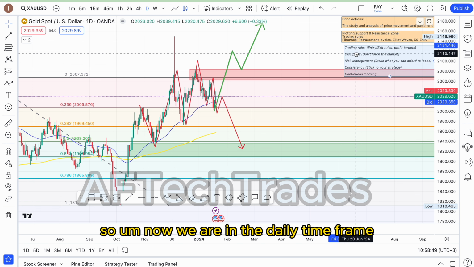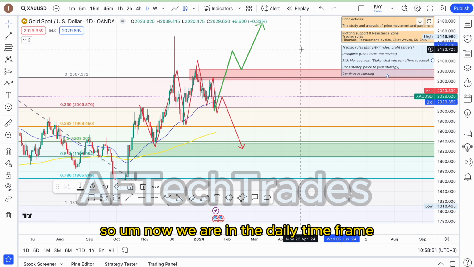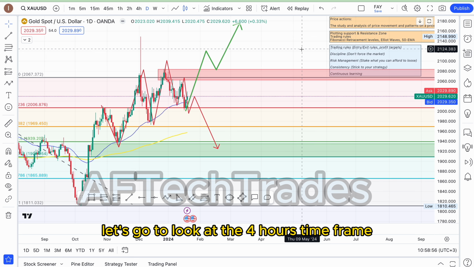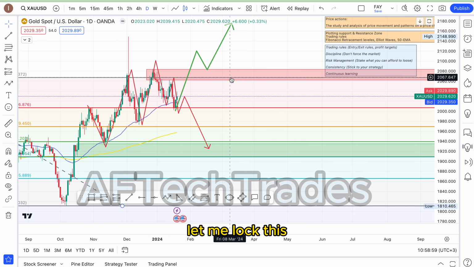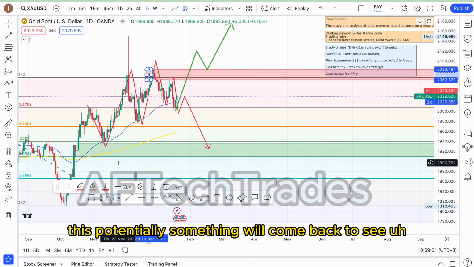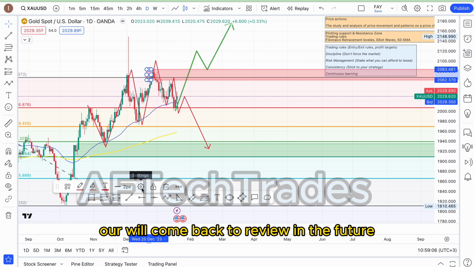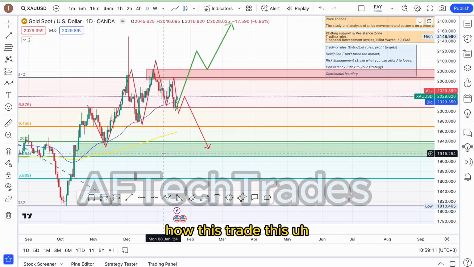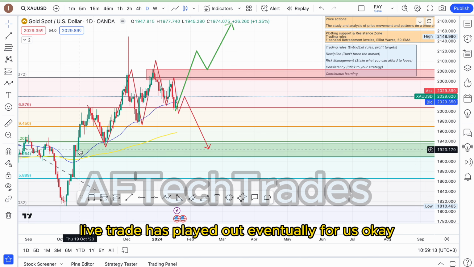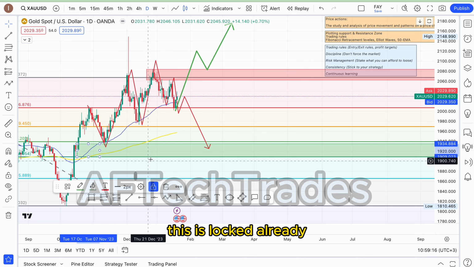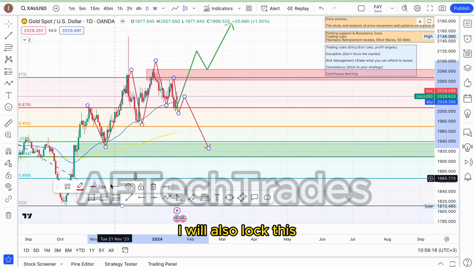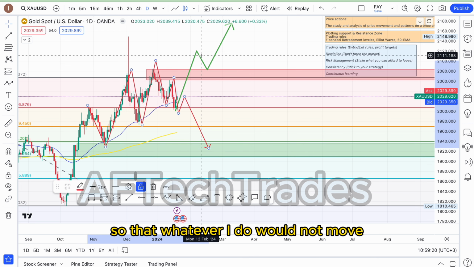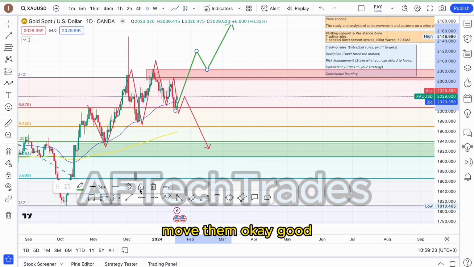Okay, so now we are in the daily time frame. Let's go to look at the 4 hours time frame. Let me lock this. This potentially is something we'll come back to see. We'll come back to review in the future how this live trade has played out eventually for us. Okay, this is locked already. I will also lock this so that whatever I do would not move them.